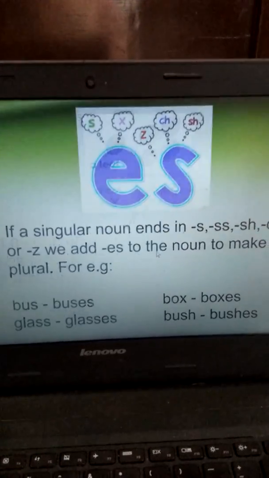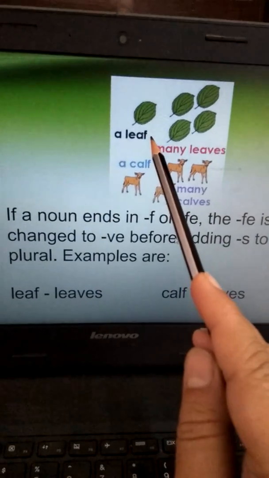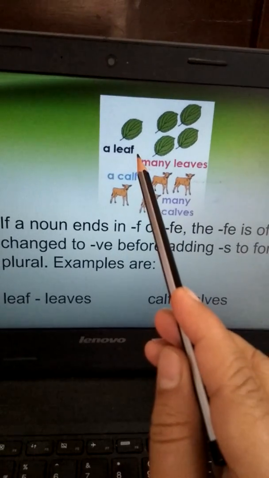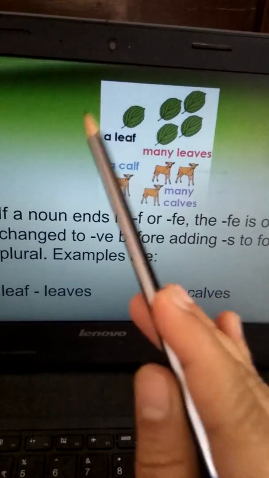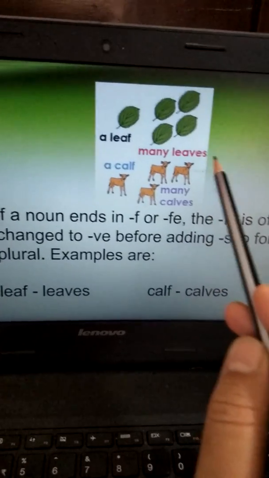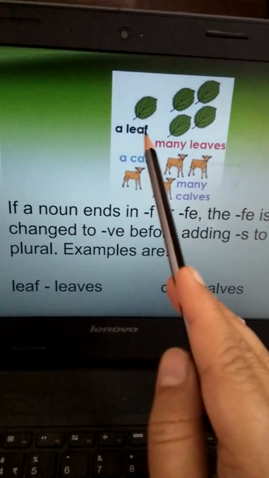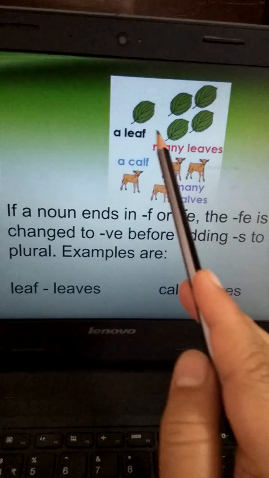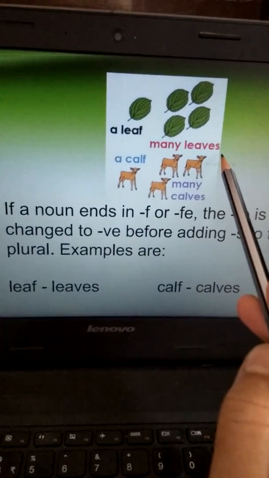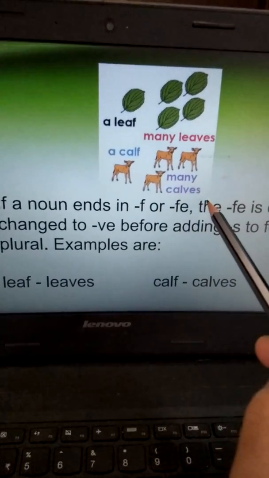What is rule number 3? Suppose a noun ends with F or FE. Then this F or FE is changed into VE and then S is added to make it a plural noun. Like leaf, L-E-A-F. So in plural, we remove this F, we put VE and then S. Calf, change this F into VE and then we put S.